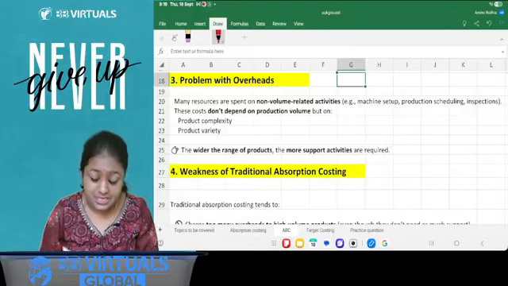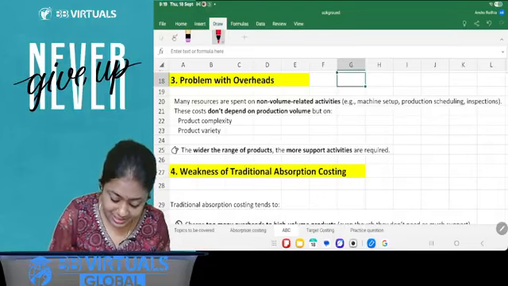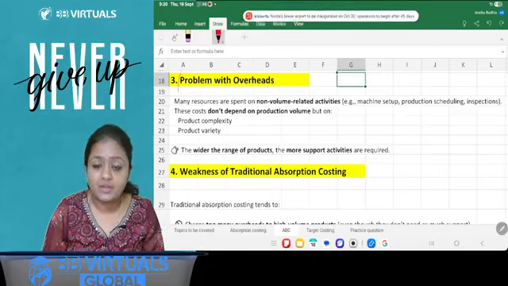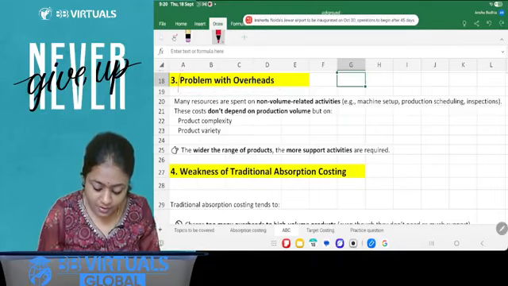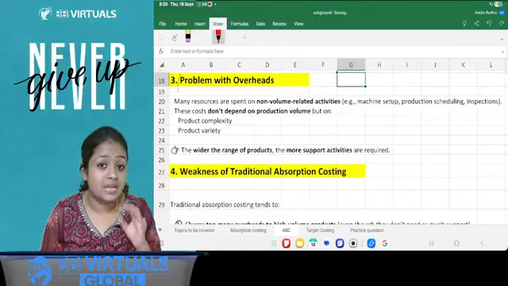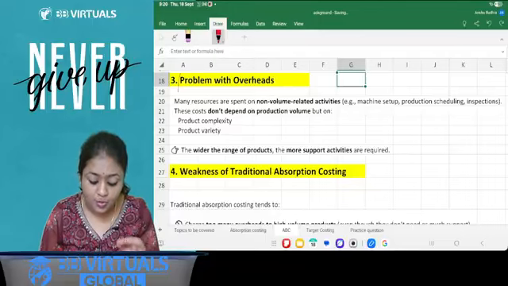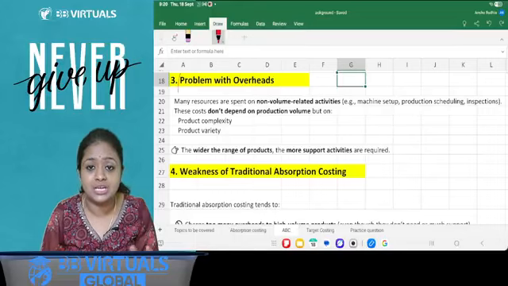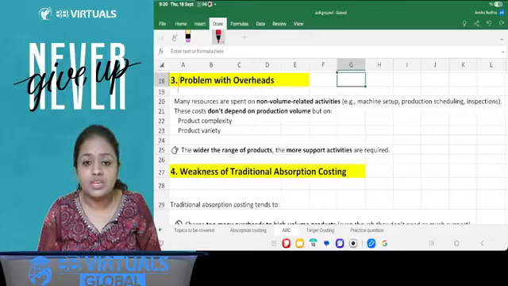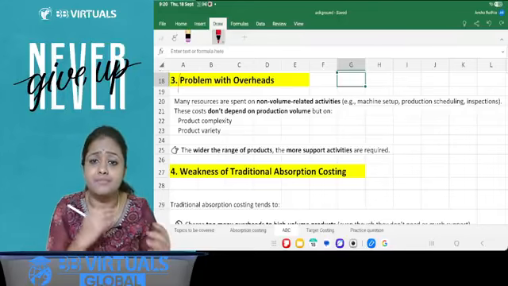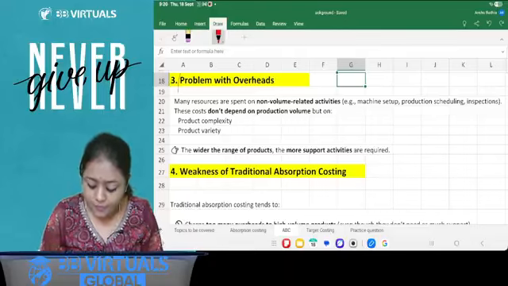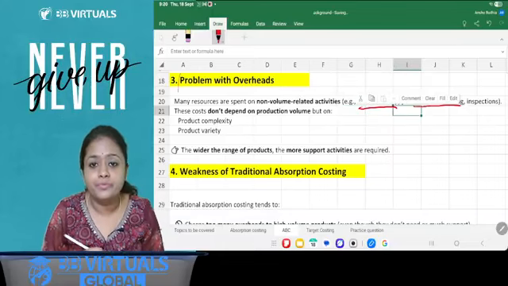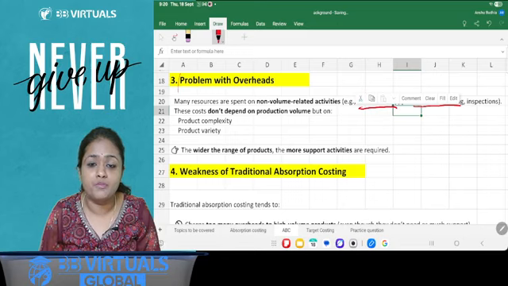And the major thing I've added here is to tell you what the actual problem with overheads is. Okay, what is the problem with overheads? The problem is that not every overhead can be related to volume or can be allocated just on the basis of direct labor hours and machine hours only. For example, rent. You cannot allocate it on the basis of direct hours and machine hours because that's the wrong criteria. For example, your machine setup. For example, your production scheduling. Production scheduling will be based on the number of production runs.